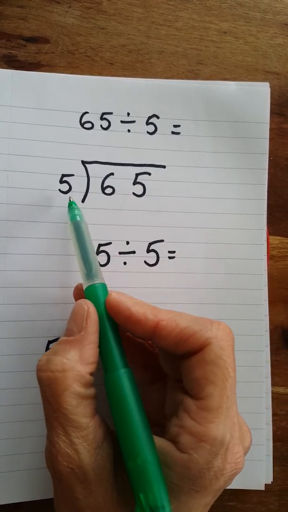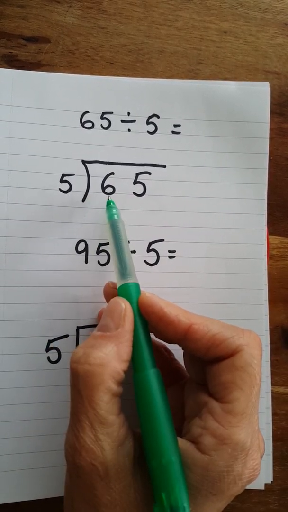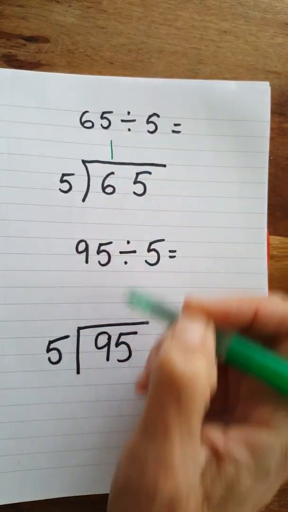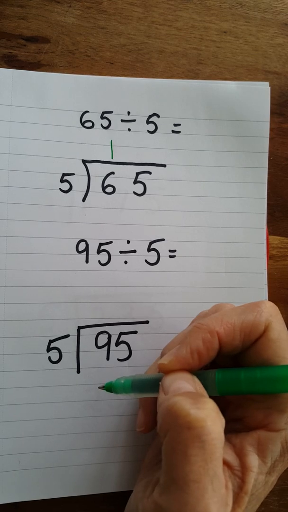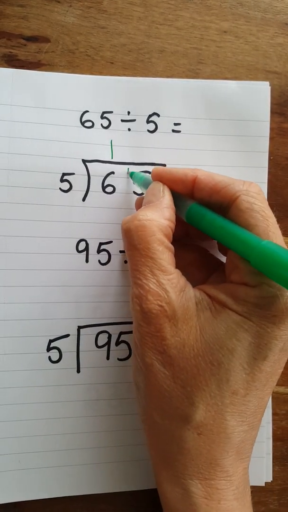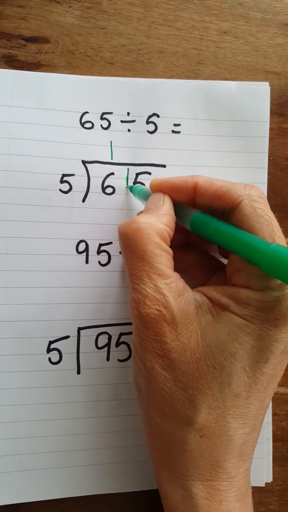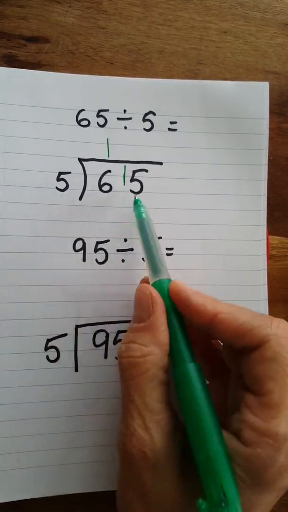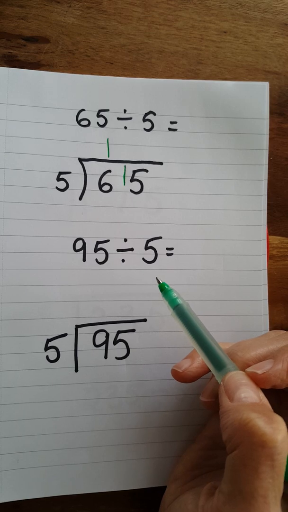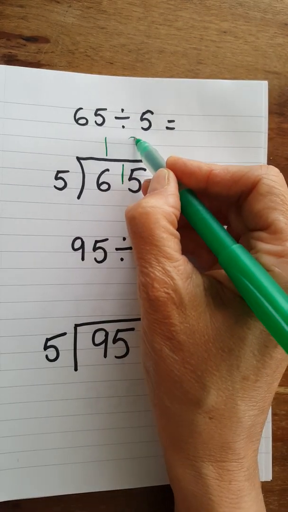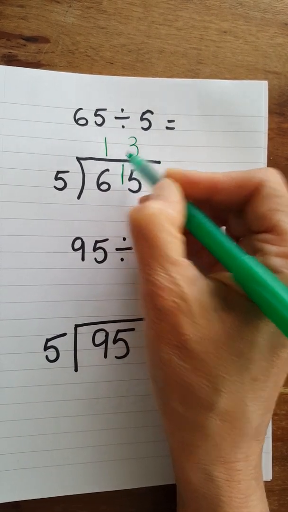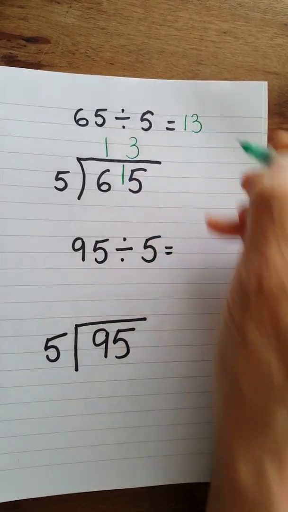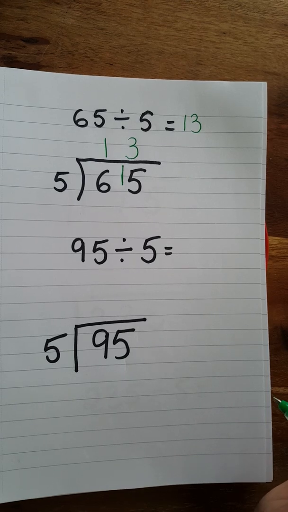So we're going to say, how many 5s in 6? And that is 1 lot of 5 in 6. But you've got 1 left over. So that 1 comes forward in front of the 5. So now that says 15. So how many 5s in 15? And that is 3. So the answer to 65 divided by 5 is 13. There are 13 lots of 5 in 65.